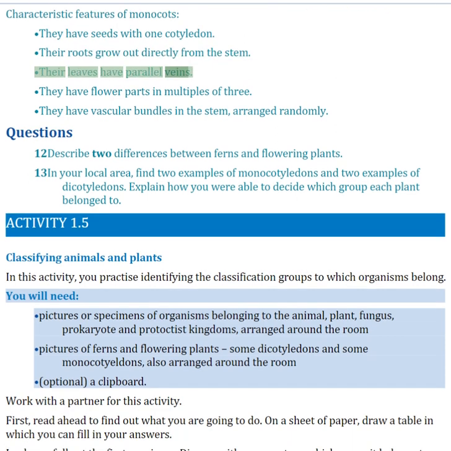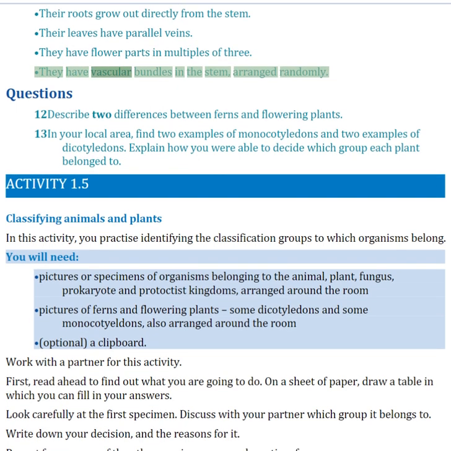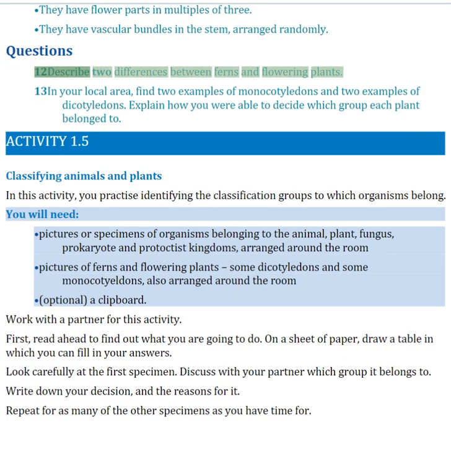Their leaves have parallel veins. They have flower parts in multiples of 3. They have vascular bundles in the stem, arranged randomly. Questions. 12. Describe two differences between ferns and flowering plants.